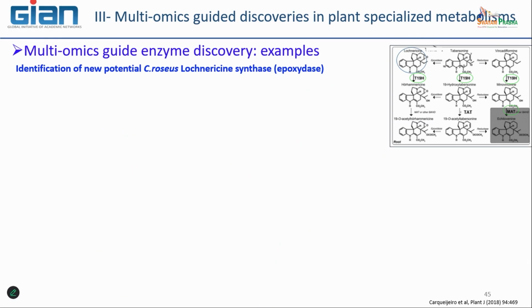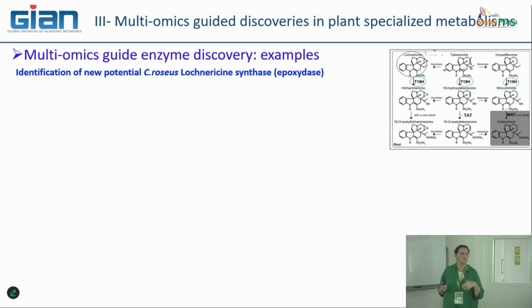But in this same metabolic pathway, there also remains a specific step that was interesting to decipher completely: the transformation of tabersonine into lochnericine. I showed you at the beginning. The activity that occurs at this moment is an epoxidation. So we are looking for a specific enzyme that has epoxidase activity. So we have done exactly the same workflow.